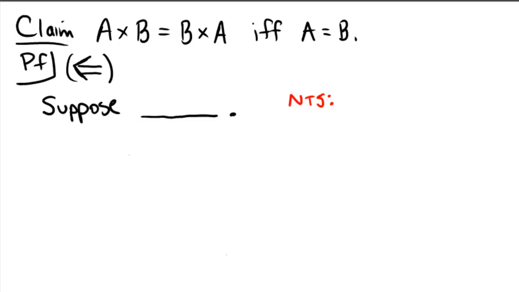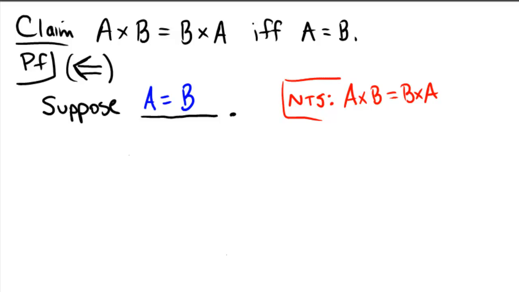So in the backward direction, think for a moment, what am I going to fill in that blank with? I need to suppose something if I'm working in the backwards part of this biconditional. So suppose the second part, the Q. We're going to suppose that A equals B. And then as an NTS, this isn't actually part of the proof, but more like part of your discussion. NTS stands for need to show. Our goal is to show that A cross B is equal to B cross A. And if I can do this, then I will have satisfied the backwards part of the biconditional.